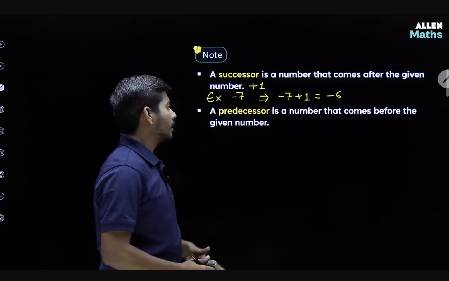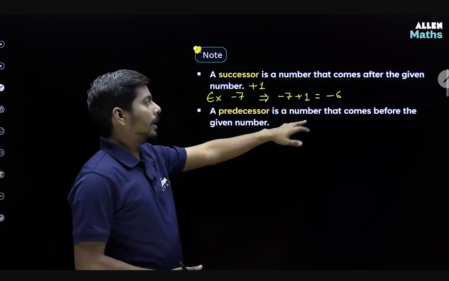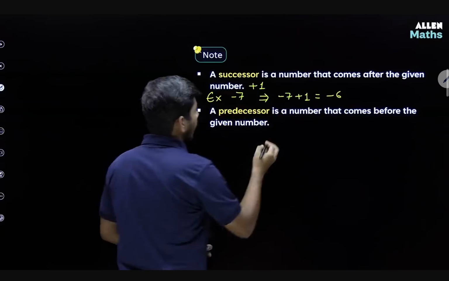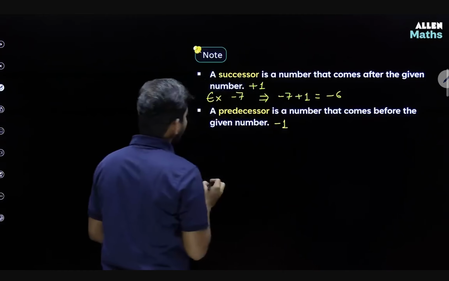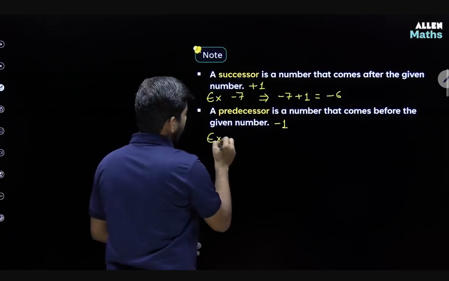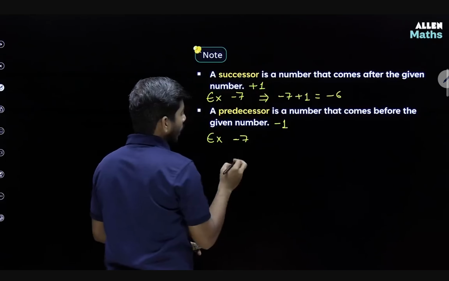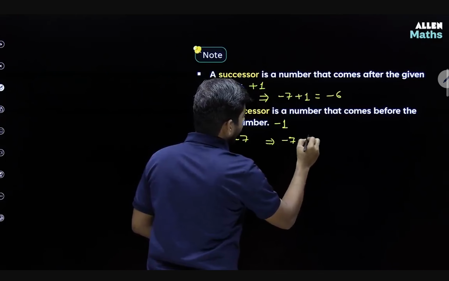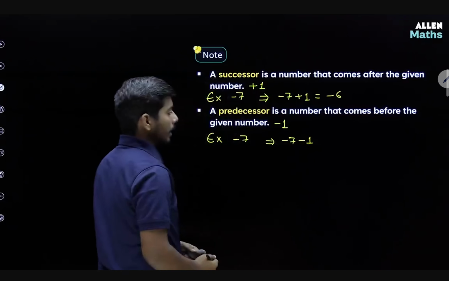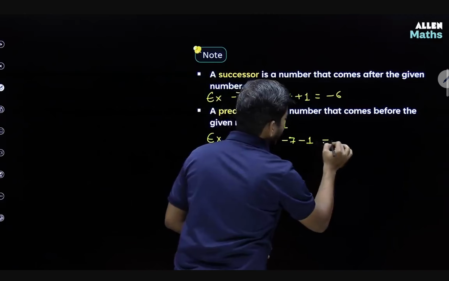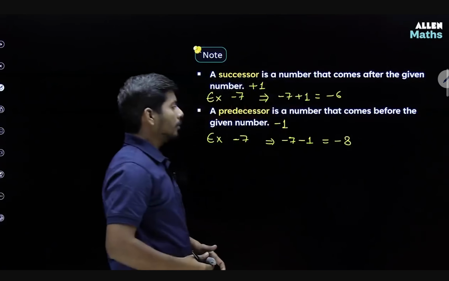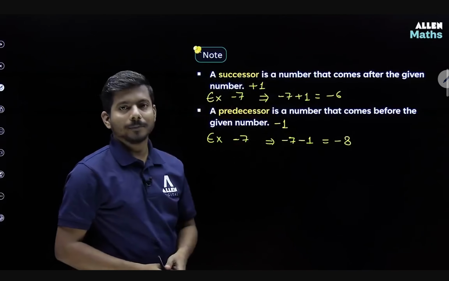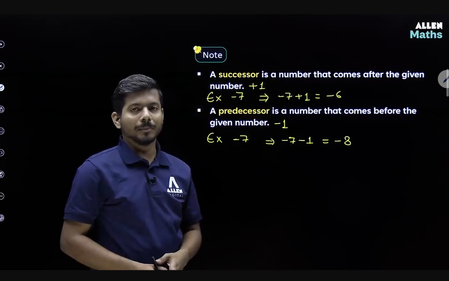Now here we have the predecessor. A predecessor is a number that comes before the given number. It means here you have to do -1. Let's take the same example, -7. Now to solve this, we do -7 minus 1, right? When we simplify, we get -8. So the predecessor of -7 is -8. Now let's try to solve some questions based on this.